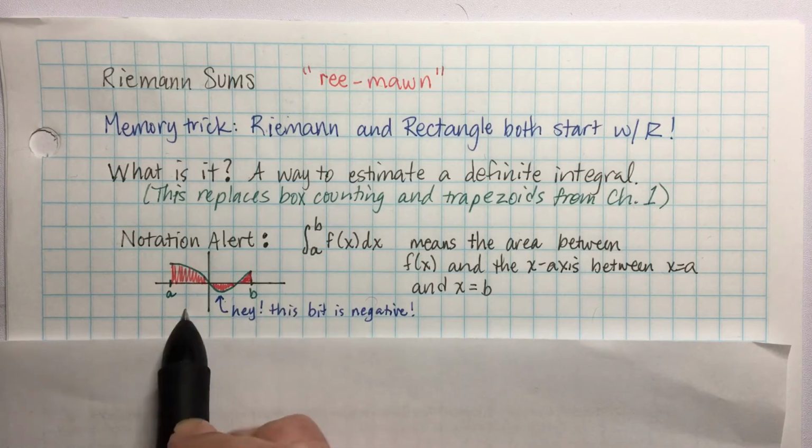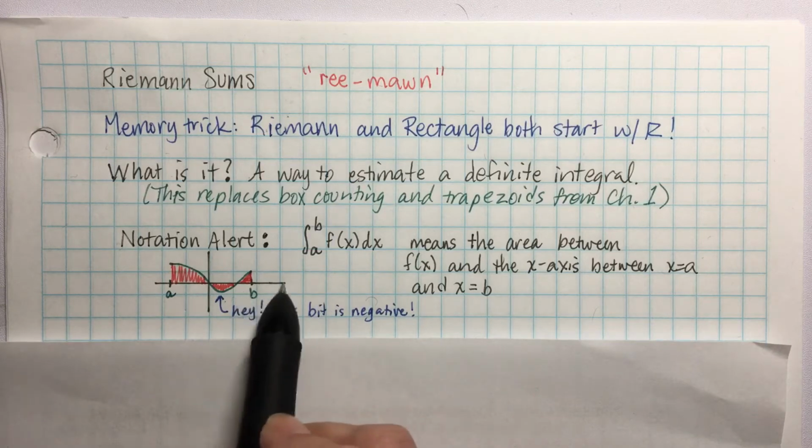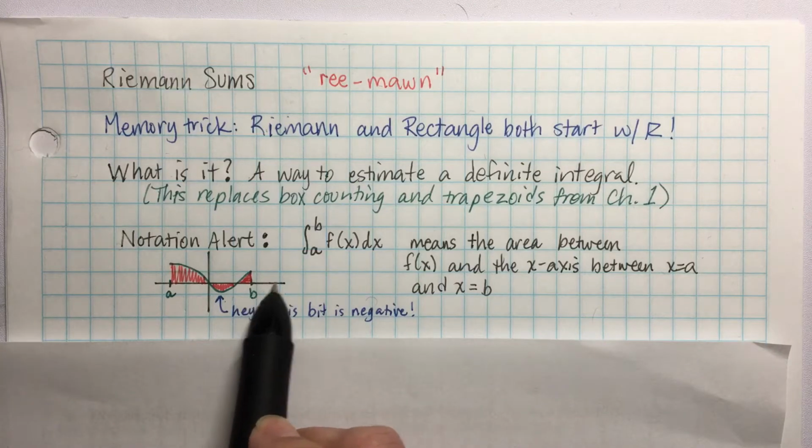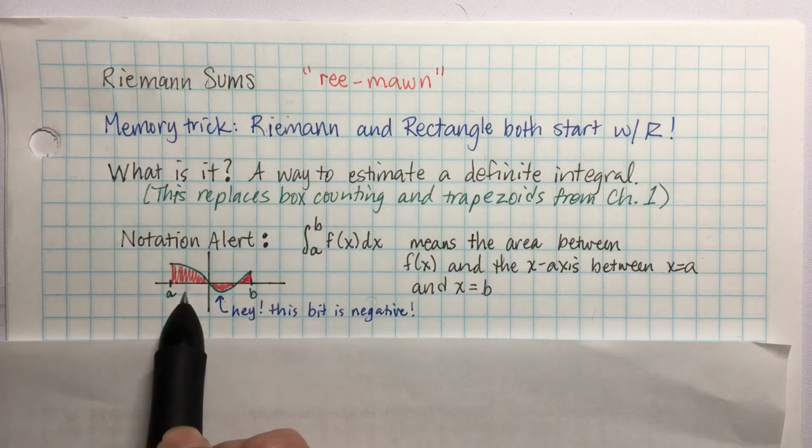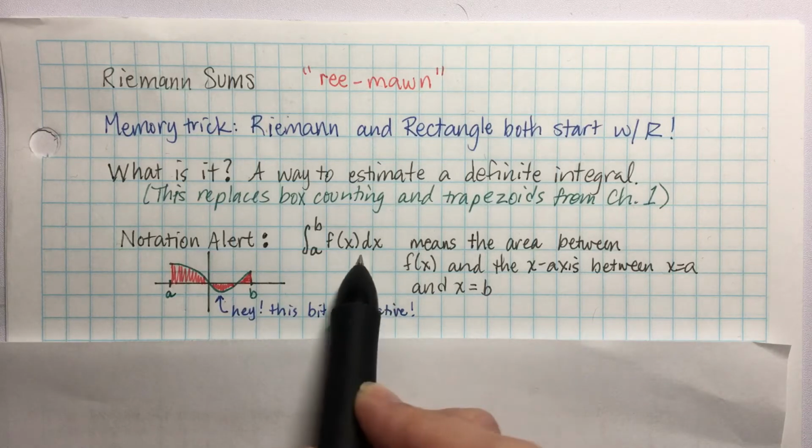It would mean going right to left, which means your change in x, you're moving to the left, so it actually changes the sign. We'll get more into that later.